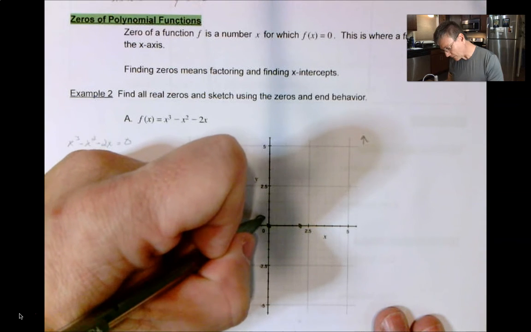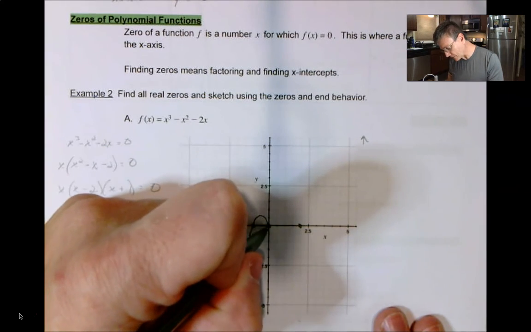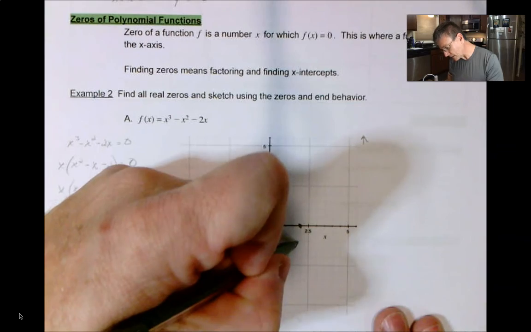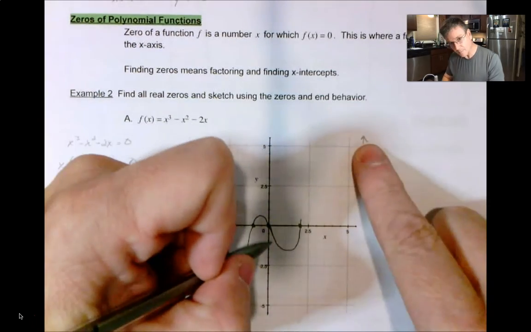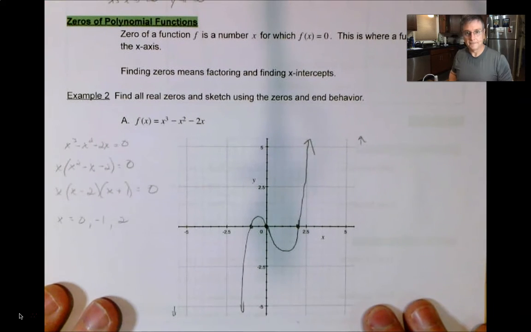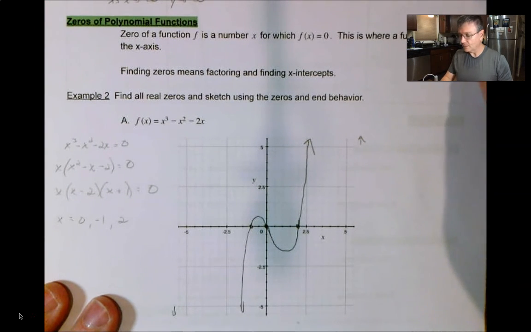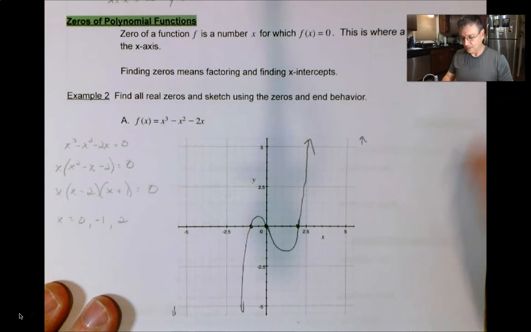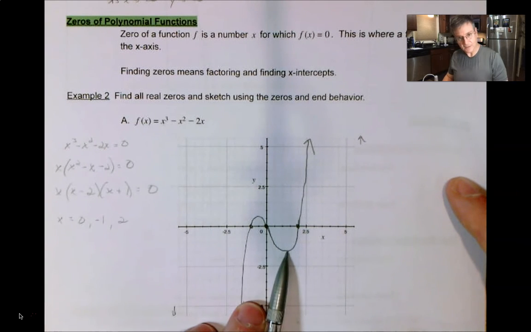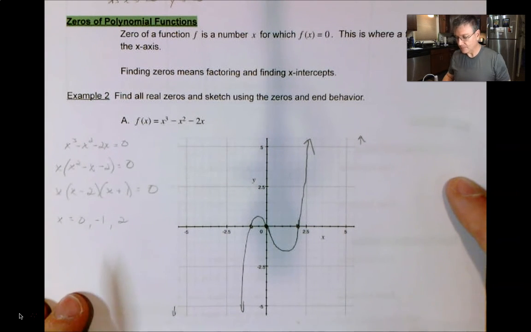It's got to go up. It's got to come back down to hit the 0 here. Come back, hit the 0 here. And then I got to remember it's got to end going up. So that's a pretty good representation of the graph here. I don't know where these turning points are yet. That's lessons for the future.